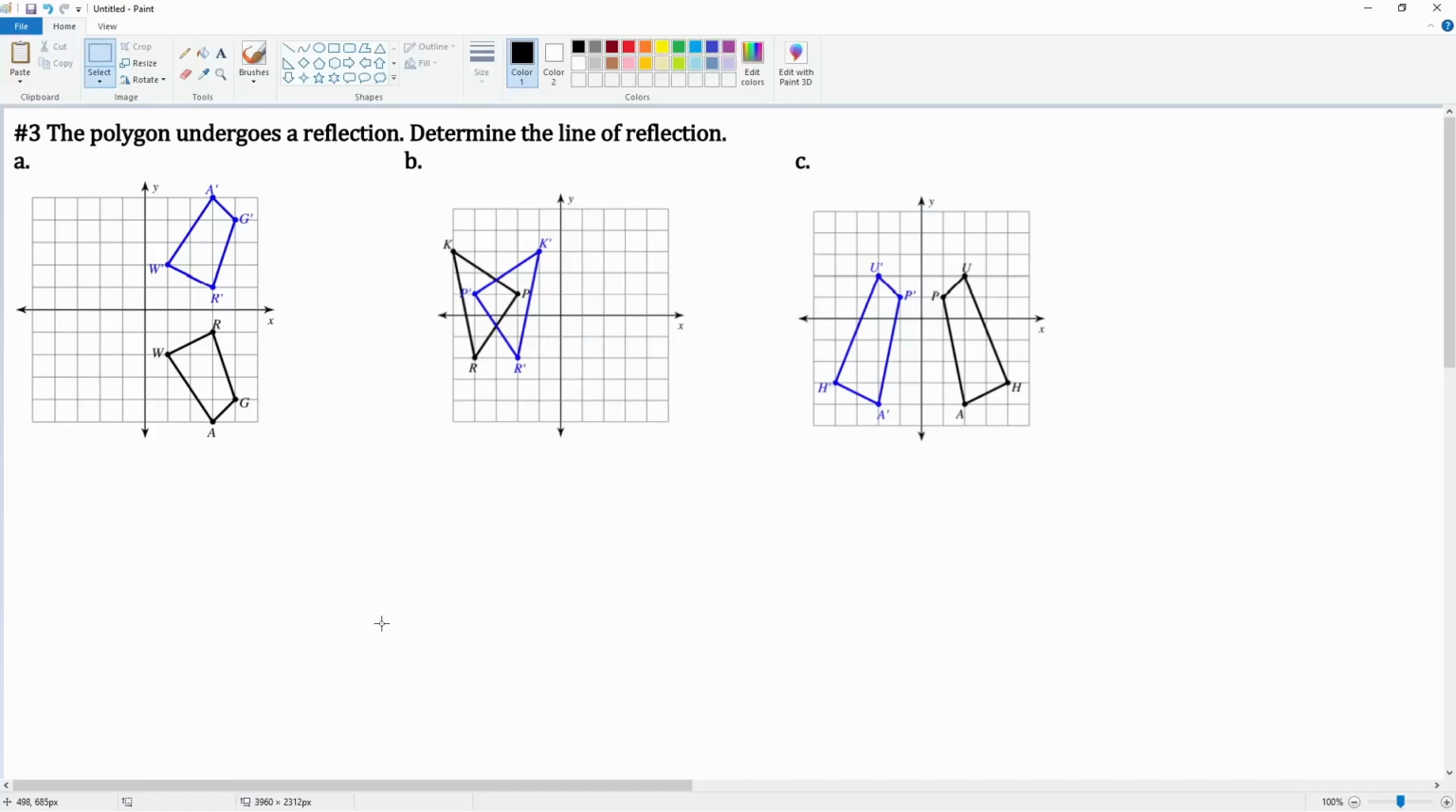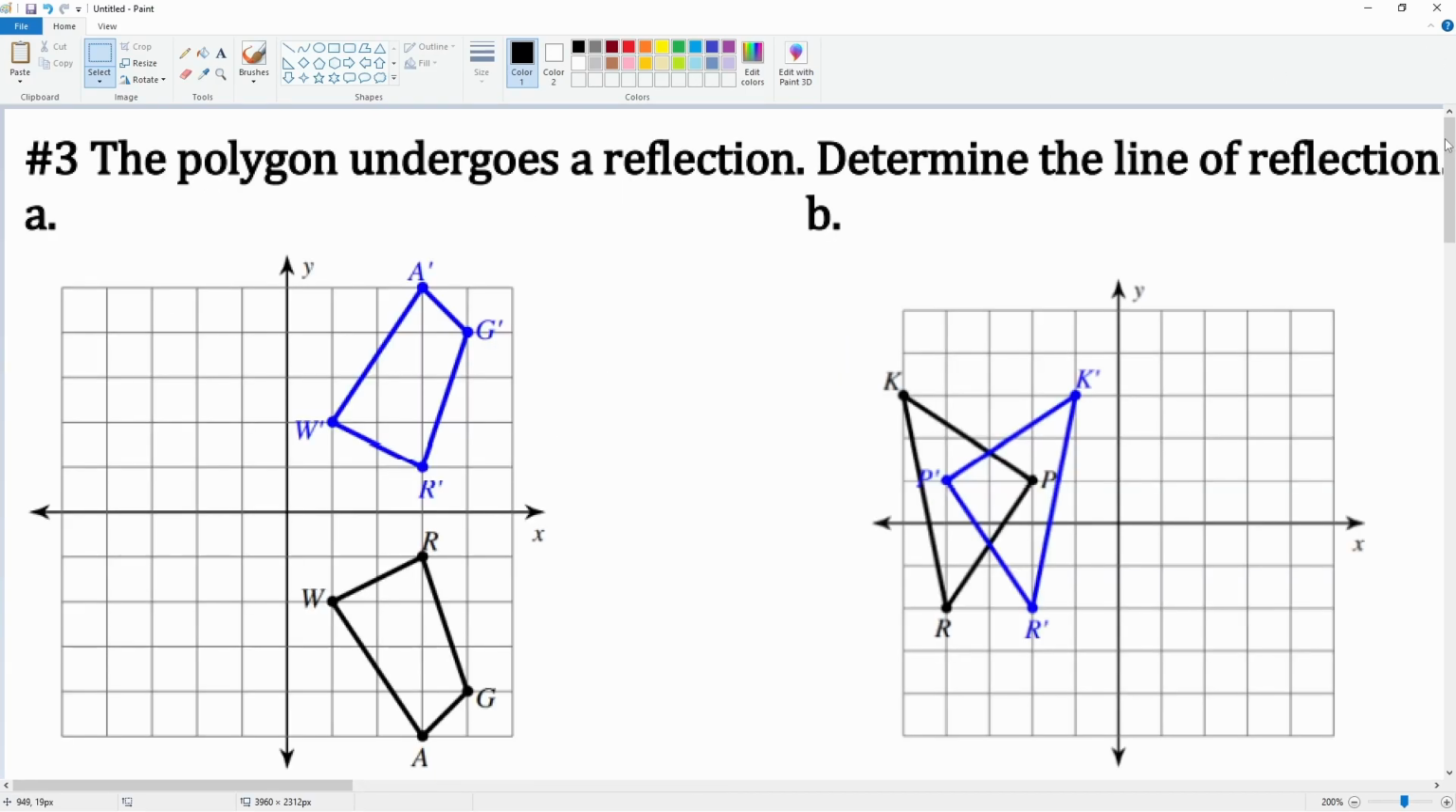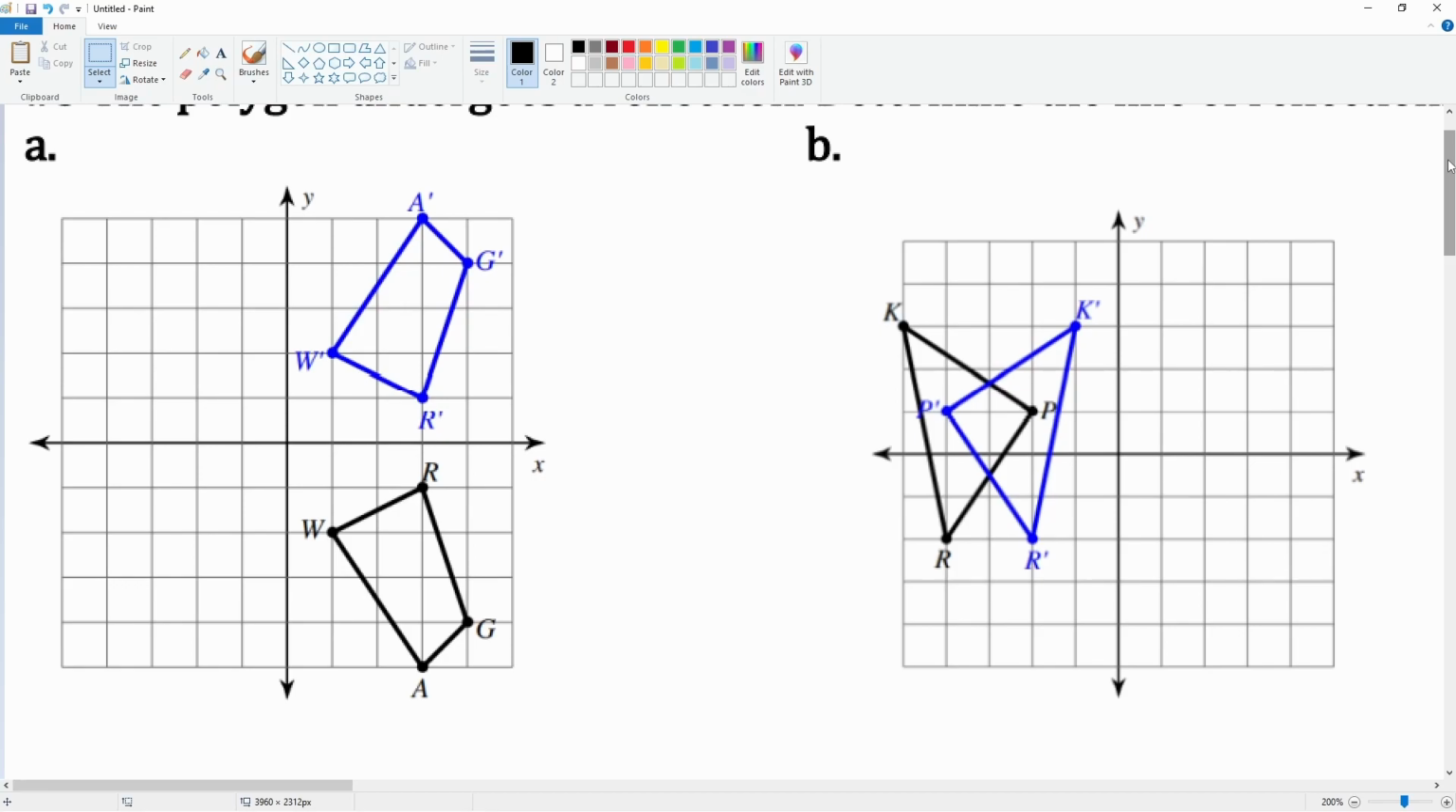Section 9, number 3. These two polygons undergo reflection. You're going to determine the line of reflection. So it takes a look here. Let's take a look at the original R. The original R looks like it was this value of 3 comma negative 1. Then it became this new value here of 3 positive 1.